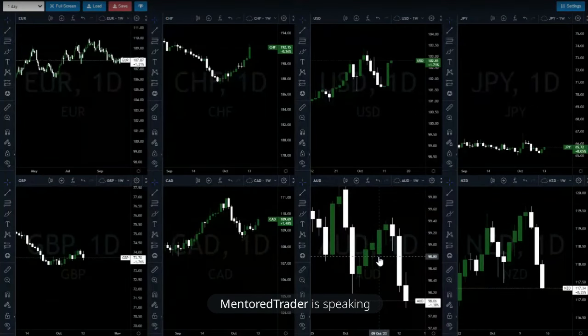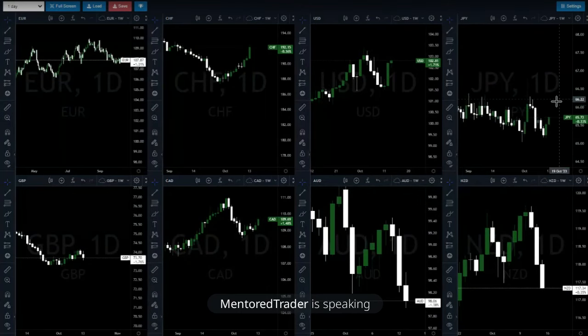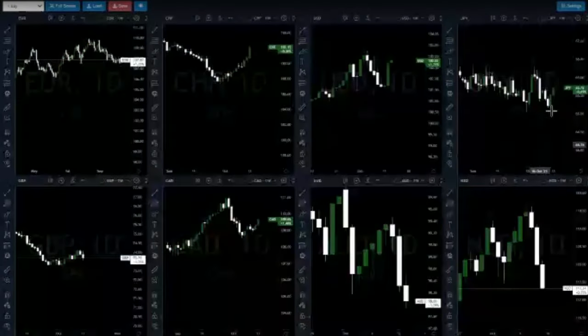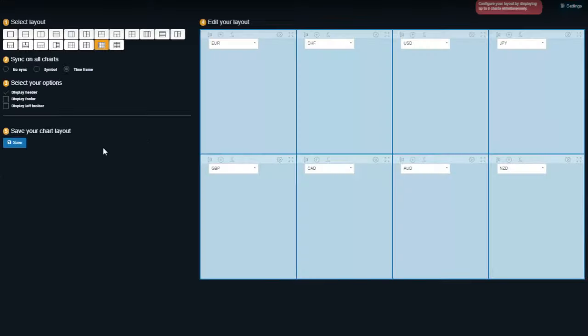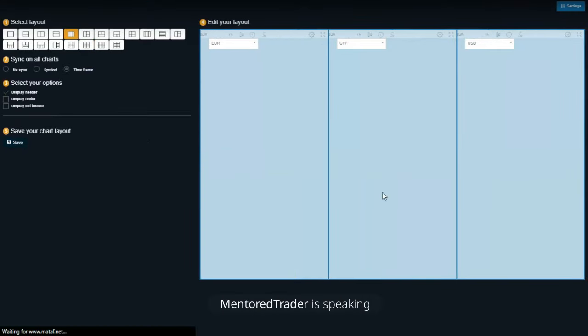Okay. So these three currencies, I will look at these three currencies. Why not the Japanese yen? I'll be back to the Japanese yen. So let's have USD, AUD, and NZD, just like we had Euro, CHF, and GBP. So we do this, we save.